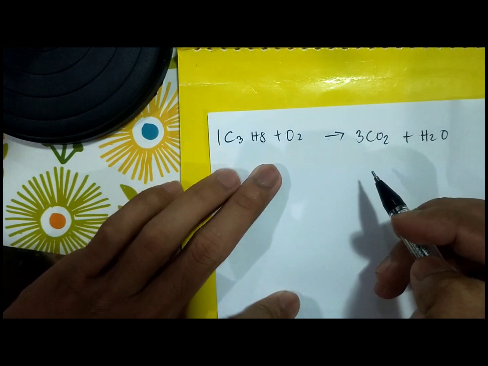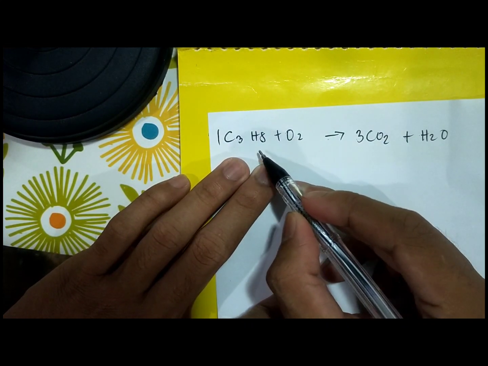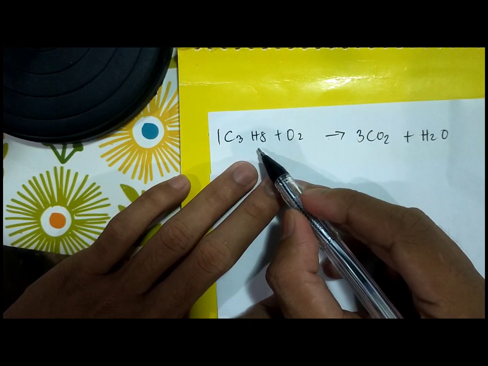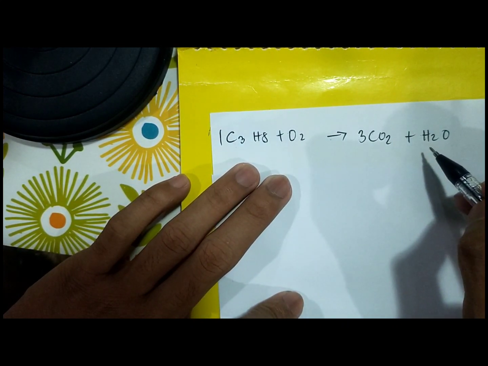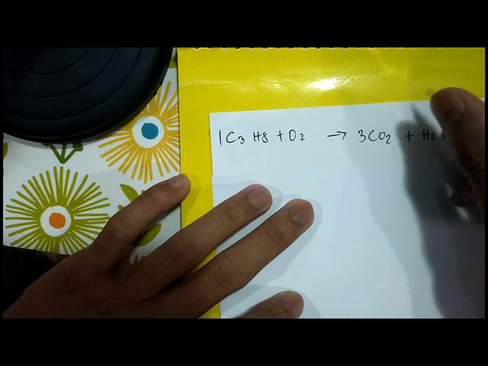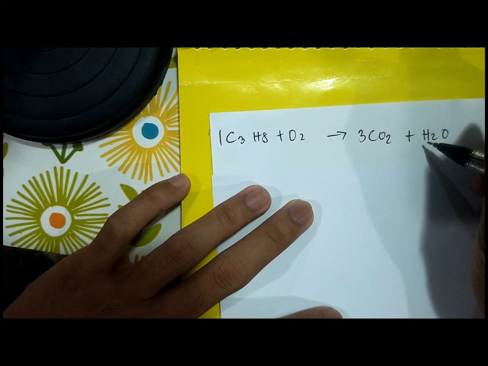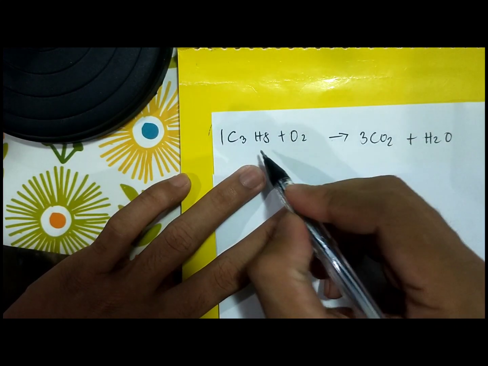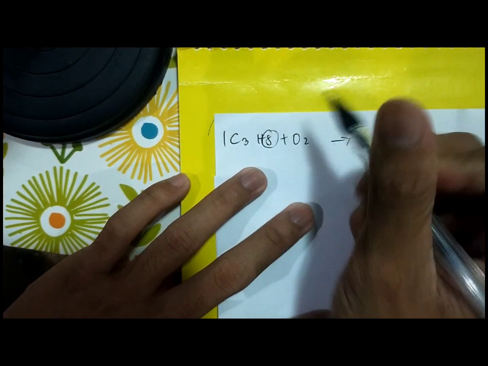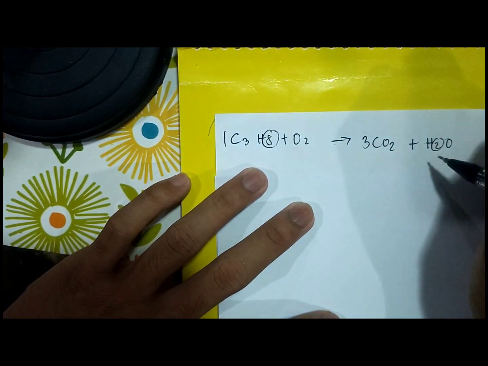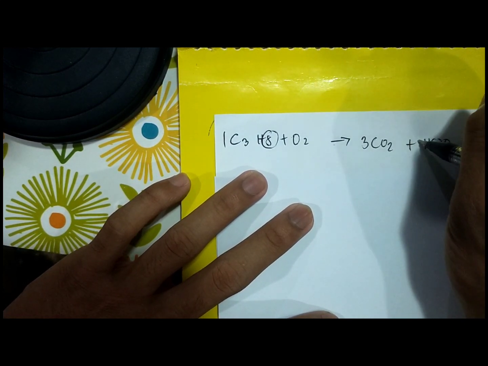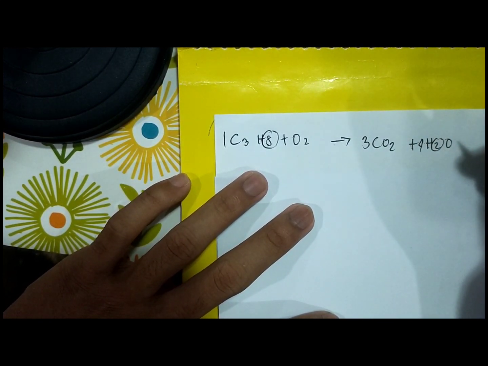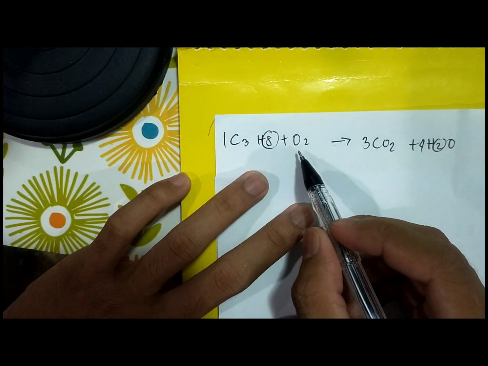And the second one is the hydrogen. So hydrogen here is 8, and it's only on the left side, and the right side is only 2. So 8 divided by 2 is 4. So we must put 4 here in front of the hydrogen. And now the last one is the oxygen.